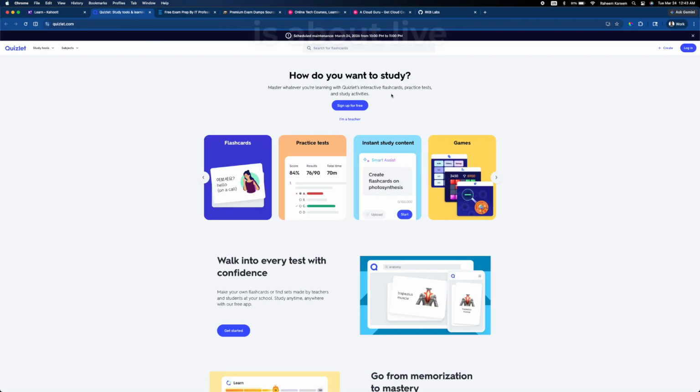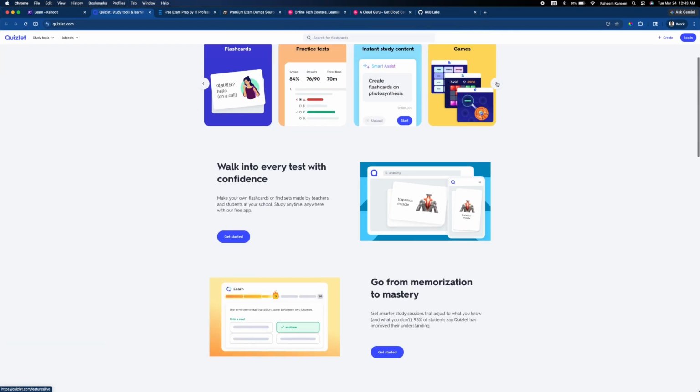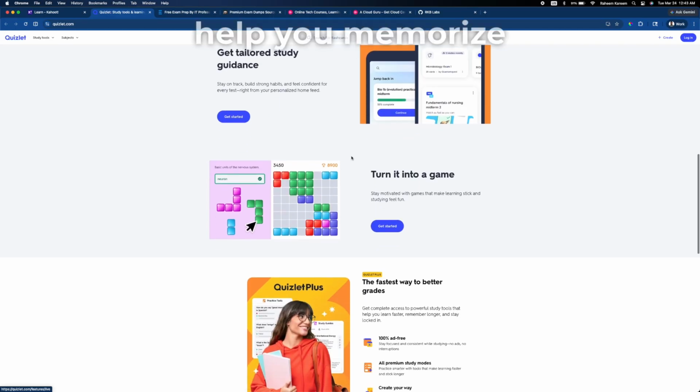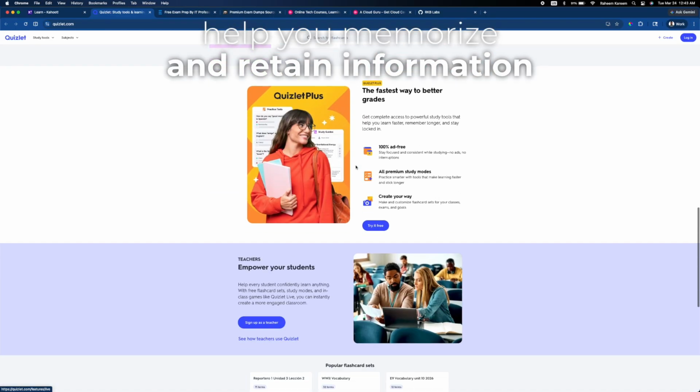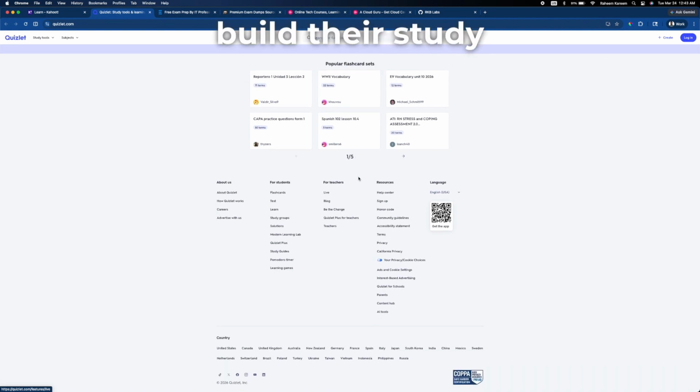Now, if Kahoot is about live engagement, then Quizlet is about structured repetition. Flashcards, practice tests, and adaptive learning modes help you memorize and retain information over time. This is where a lot of pupils build their study habits.